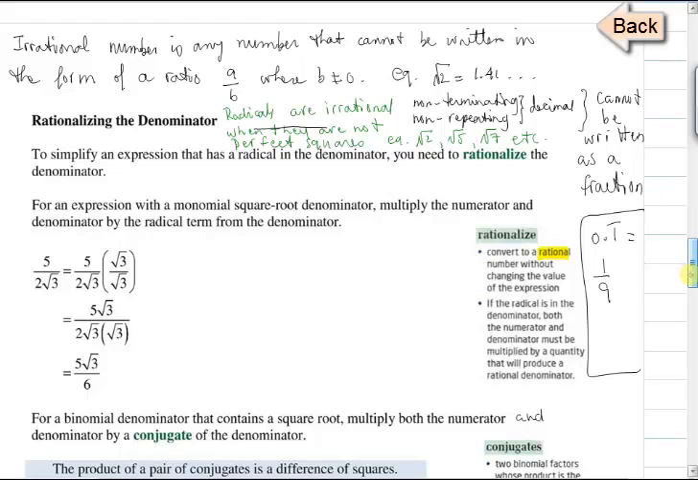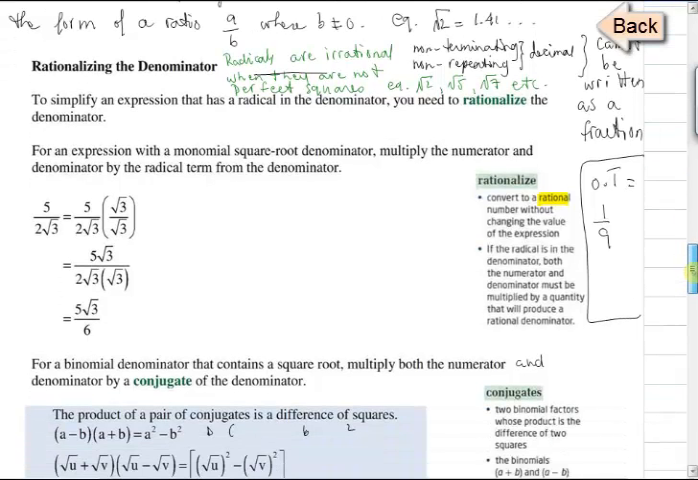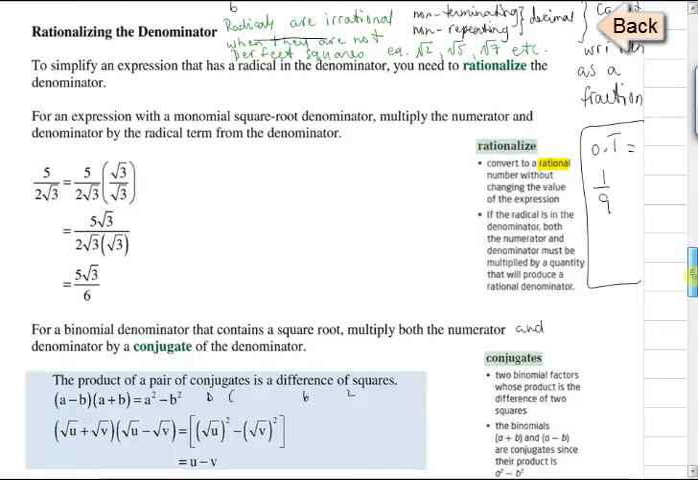So if we have an irrational number in our denominator, we want to do something called rationalizing. To simplify an expression that has a radical in the denominator, you need to rationalize the denominator. So what do we mean by rationalizing a denominator? It means to convert to a rational number without changing the value of the expression. So we want to take an irrational number and convert it into a rational number without actually changing the value of the expression. How do you do that?